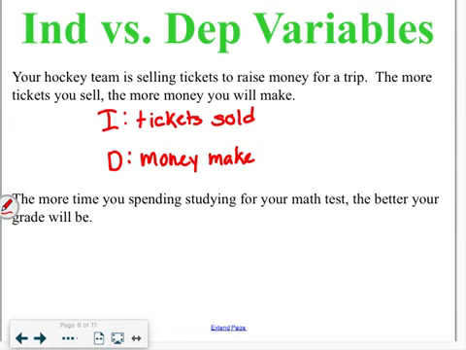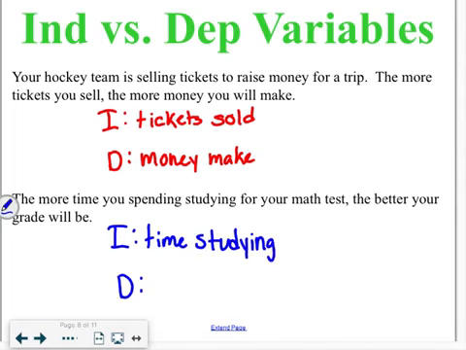Next example, the more time you spend studying for your math test, the better your grade will be. So again, we're looking for what's the cause and what's the effect. In this case, the time you spend studying is going to affect or change your grade on the test. Generally, more studying, higher grades. That's usually how it works out.